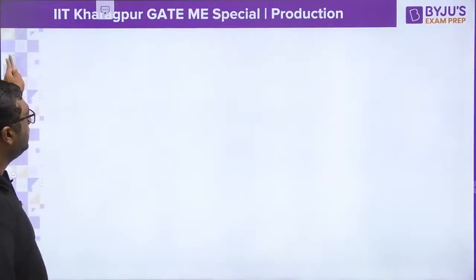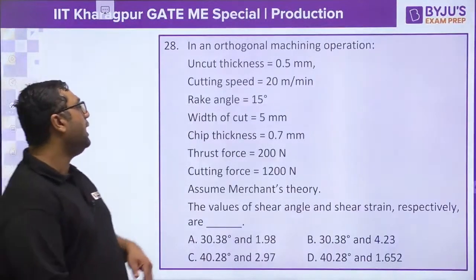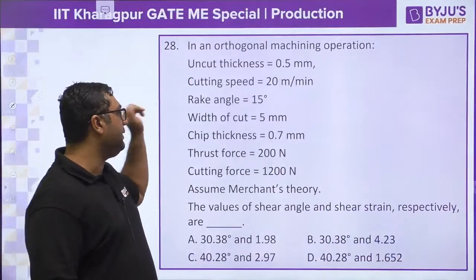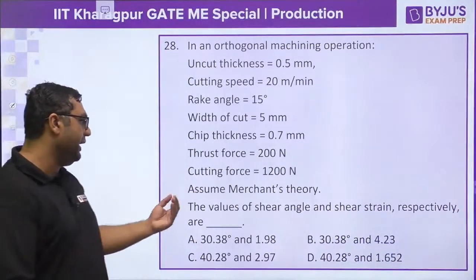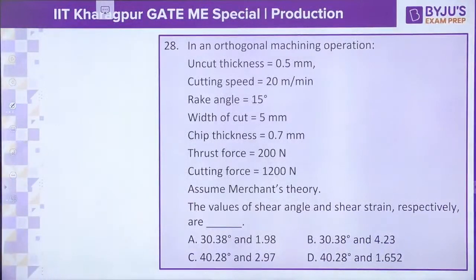Okay. Next, uncut chip thickness, cutting speed, rake angle, width of cut, chip thickness, thrust force, cutting force. Assume Merchant's theory, the value of shear angle and shear strain are. So my dear, solve this question.